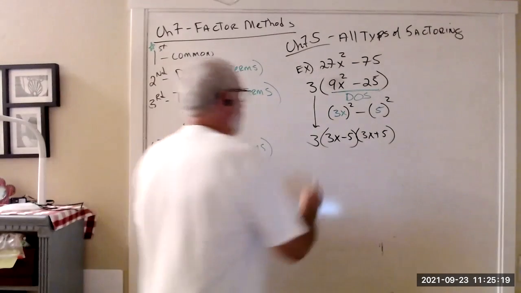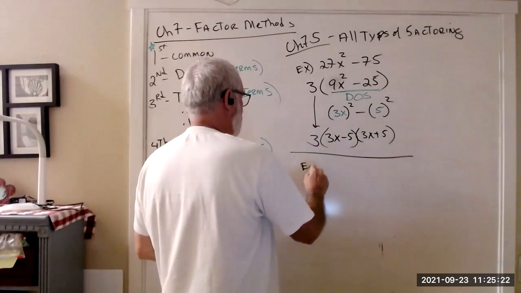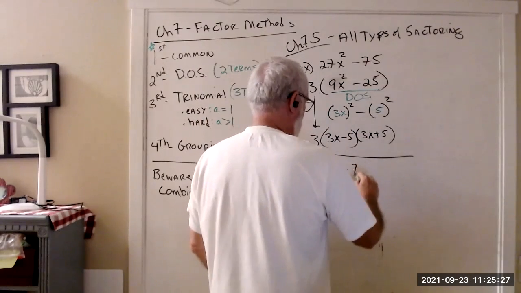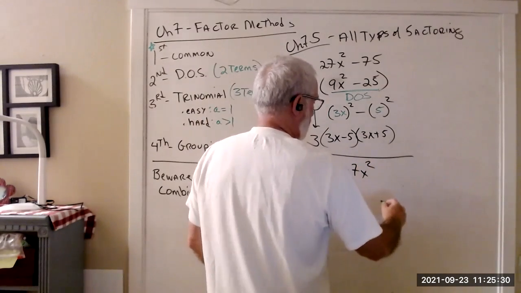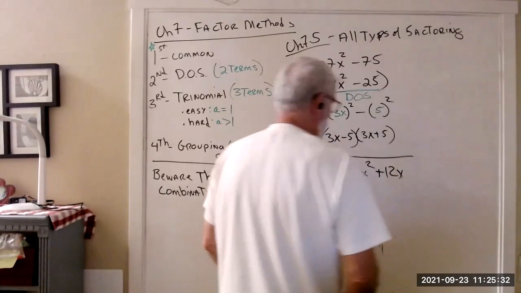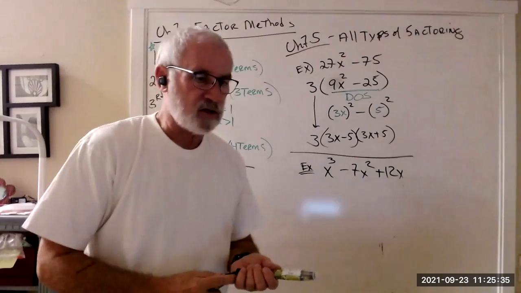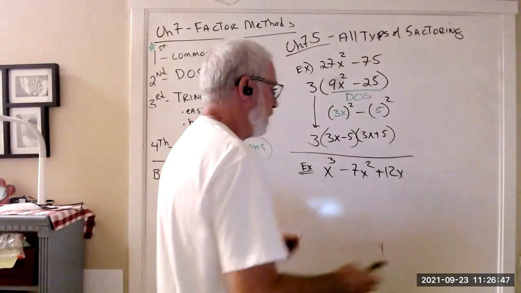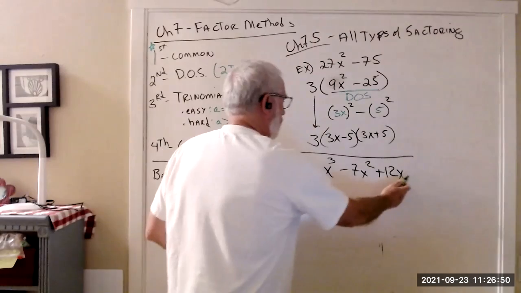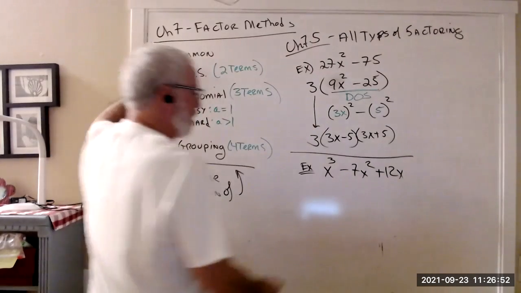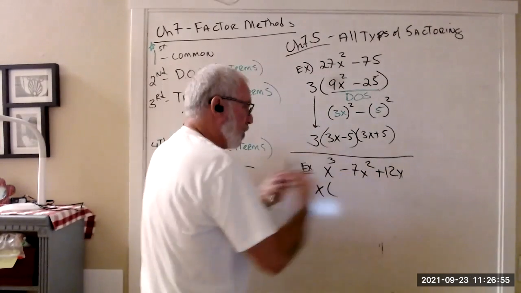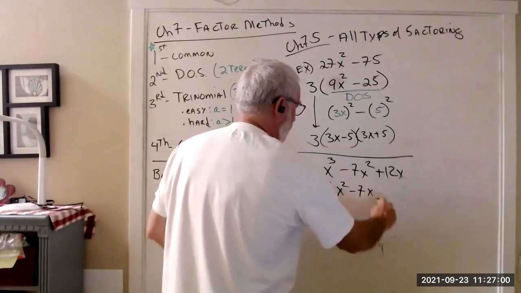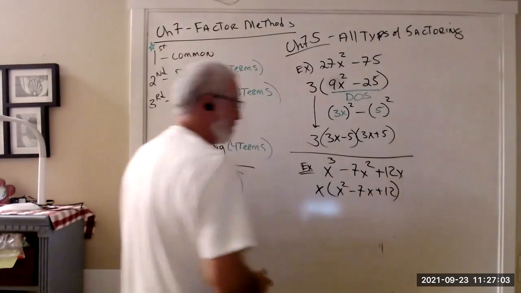All right. And try this one. New example. X cubed minus 7x squared plus 12x. Take a second to do that. In fact, I'll pause this right now. Okay. Looking at these, the first thing they all have in common is an x, so I can pull out or factor out an x. That leaves behind an x squared minus 7x plus 12.